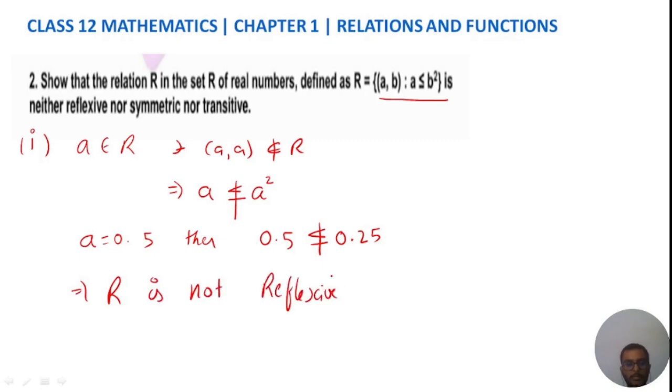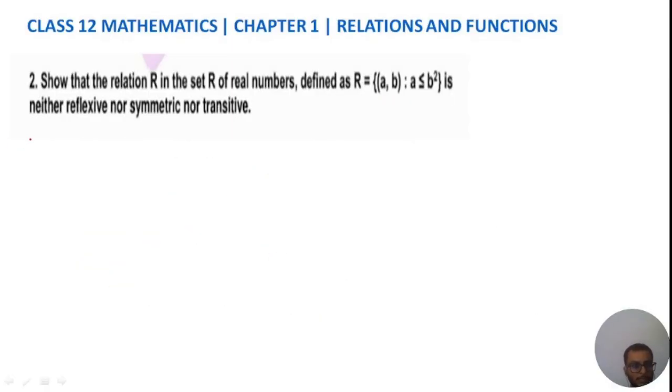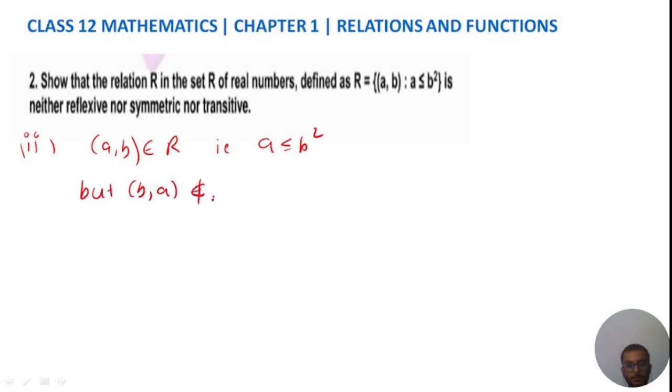Now let's show that R is not symmetric. How will we do it? What does symmetric give? If (a, b) is in R, then we should have (b, a) in R. So we should find one (a, b) in R such that (b, a) is not in R. It's easy, right? We need to find (a, b) in R, that is a is less than or equal to b square, but (b, a) does not belong to R, that is b is not less than or equal to a square.